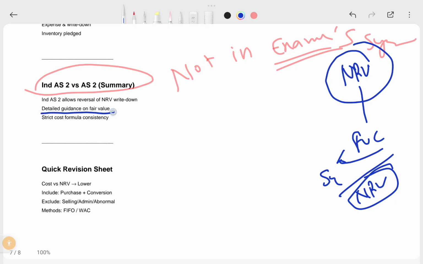So for that, where you need to get this fair value is clearly given, and strict cost formula consistency. There are some formulas where how we have to account is clearly given in the AS2. In AS2 there are very few disclosures, but in Ind AS2 they have given a lot of disclosures now. And subsequently there are a few more differences. Subsequent recognition.